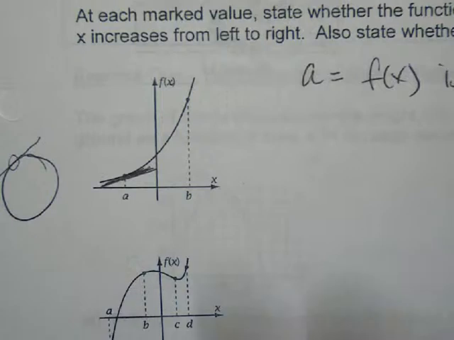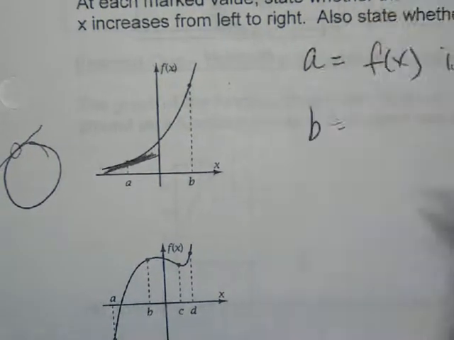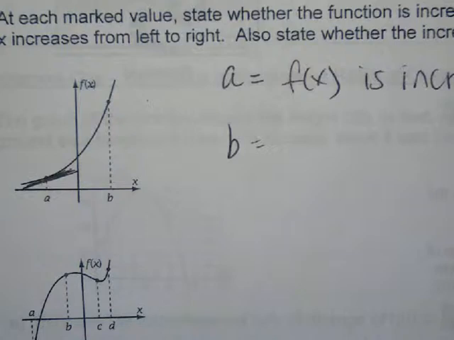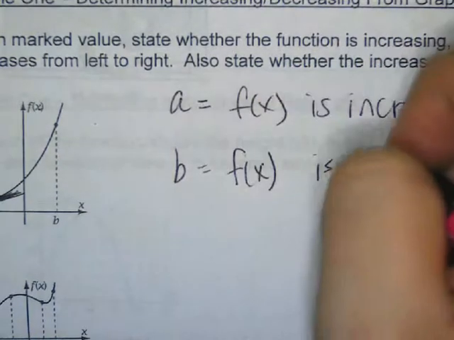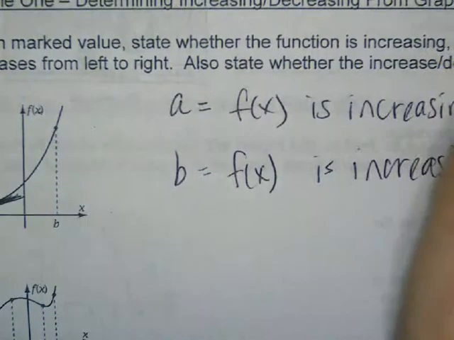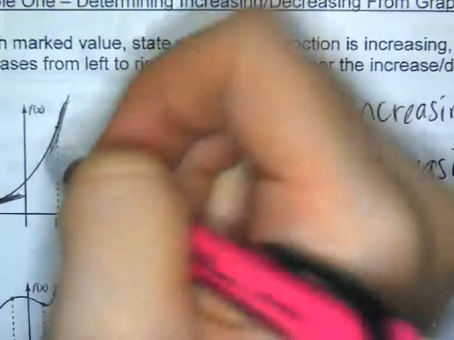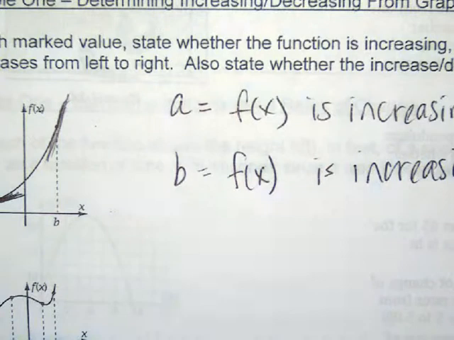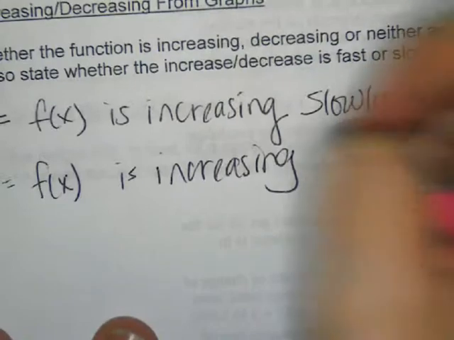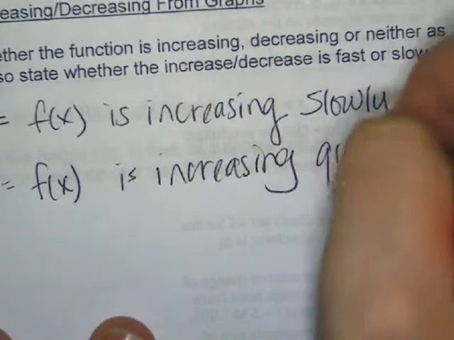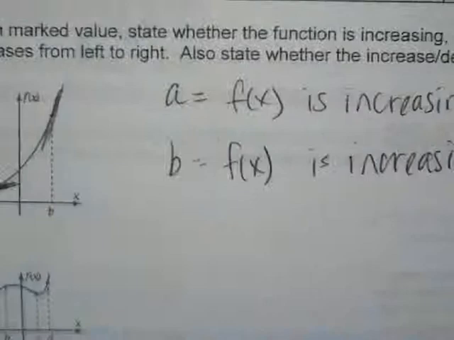Now, if we look at B, is f of x increasing or decreasing? Still increasing, right? So f of x is increasing. And if I drew in a tangent line, and I want you to practice drawing these tangent lines in because we have to use them for another thing too. So when I draw that in, is that a pretty steep line or a shallow line? Steep. So we would say increasing quickly, because the rate of change is pretty fast there.